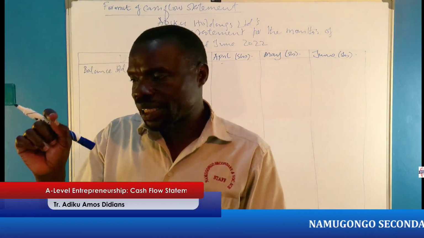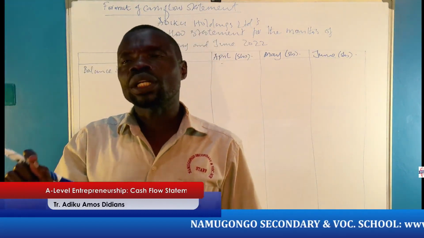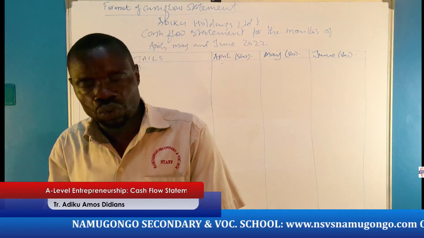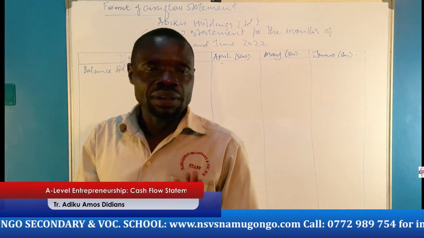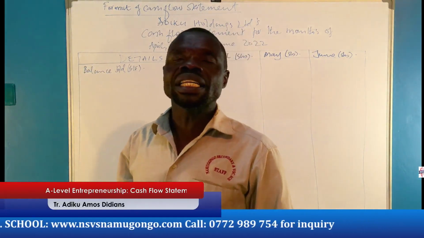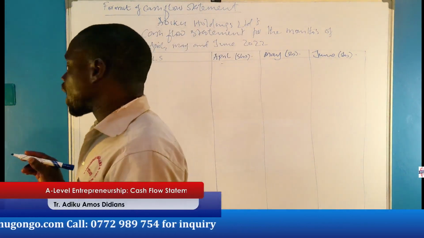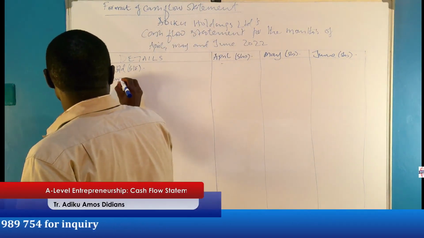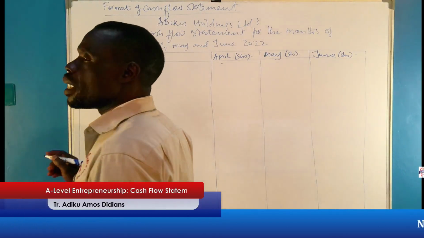So if the balance carried down is from December 31st of 2021, it means that balance is brought down now in 2022. So balance brought down and the balance carried down always have the same figure. That's what I wanted to emphasize. Now in this case, after putting balance brought down, come carefully, indicate now what we call cash inflows.